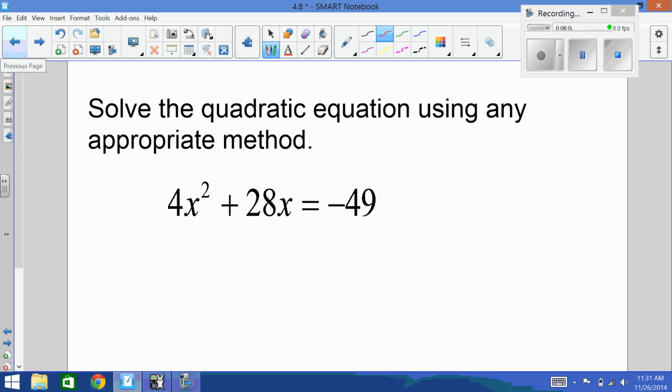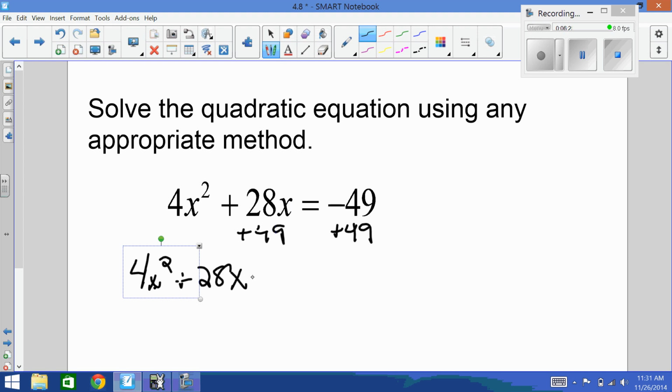Another example. It has to be equal to 0, so we have to add 49 to both sides. So we get 4x squared plus 28x plus 49 is equal to 0. Sorry for the crappy handwriting.